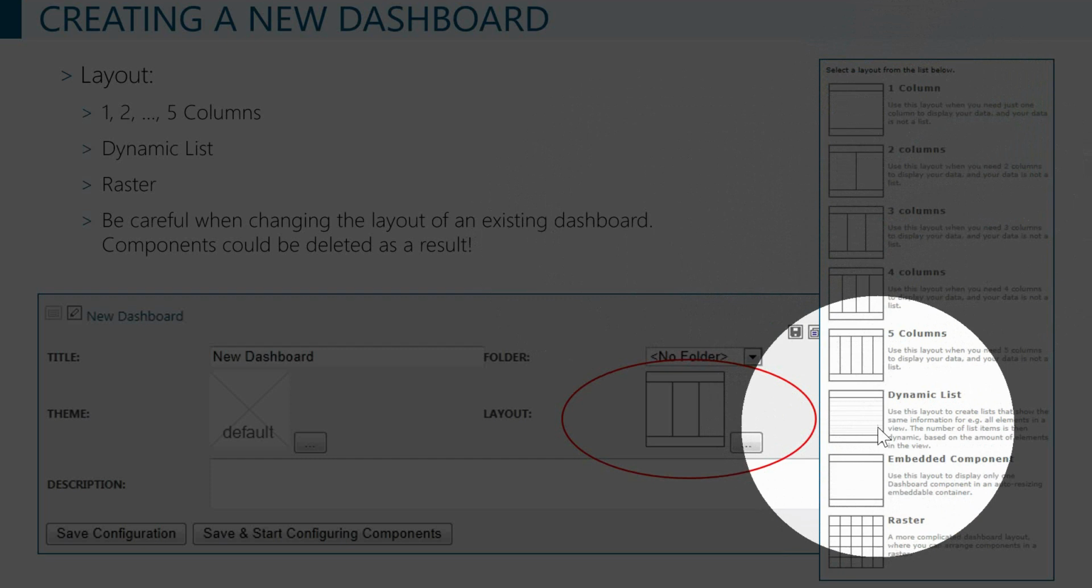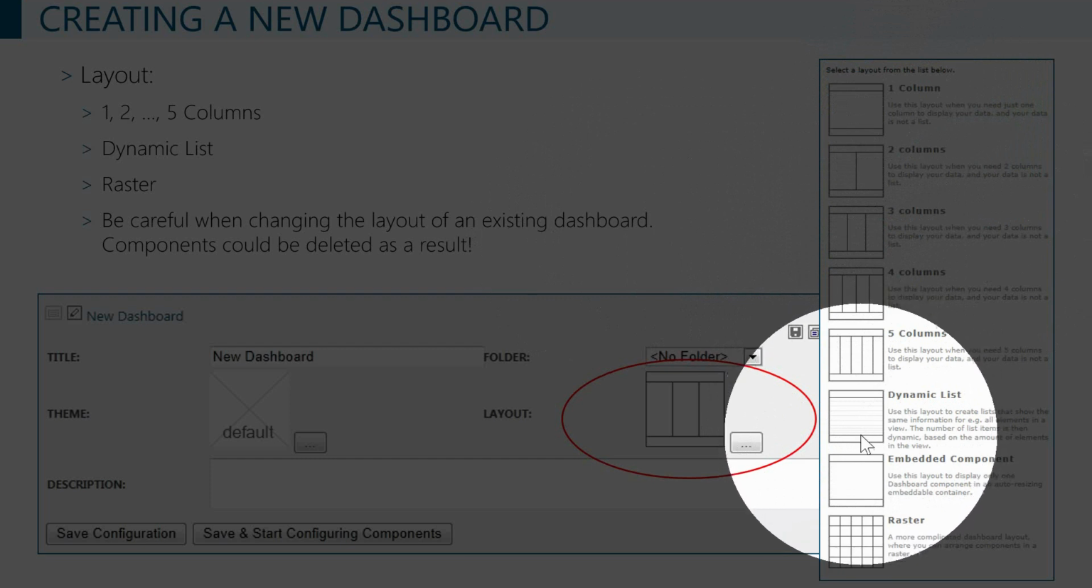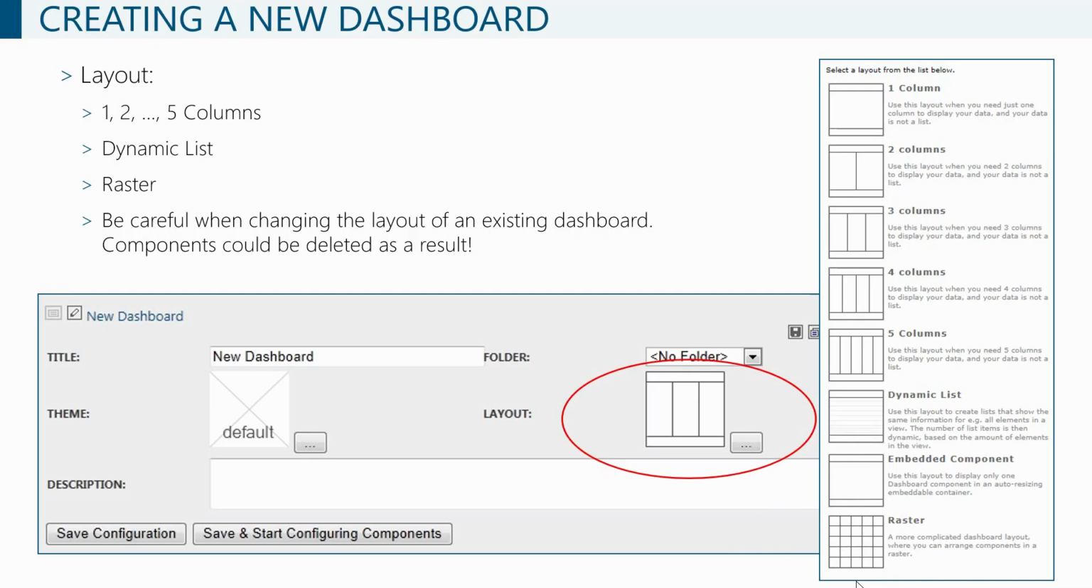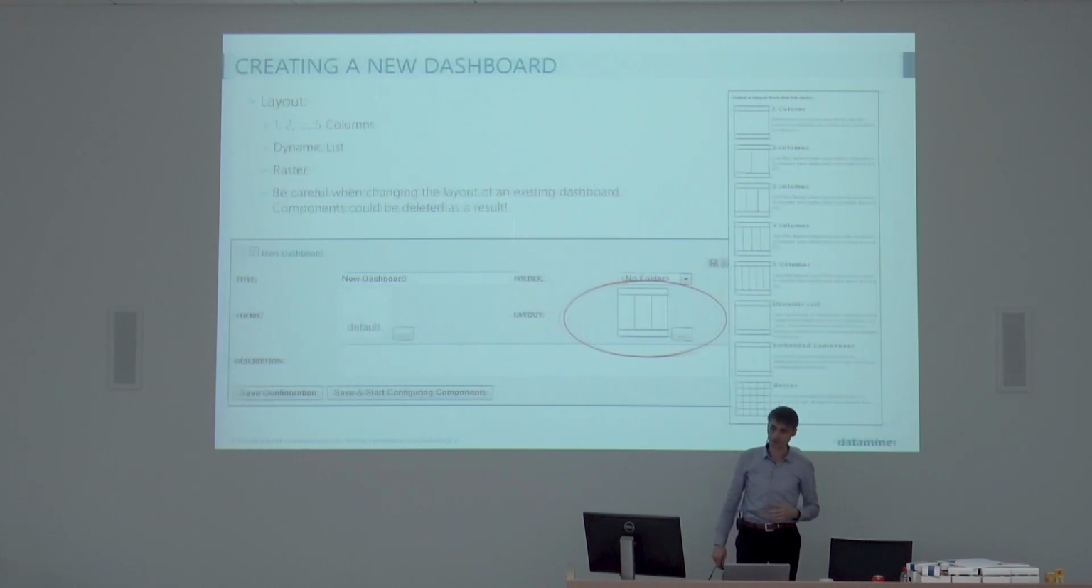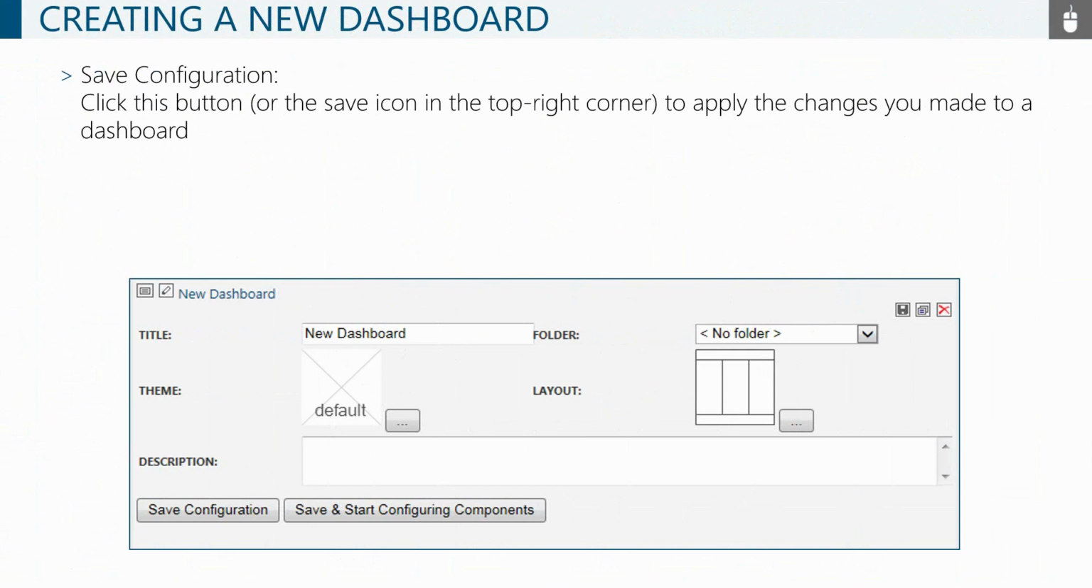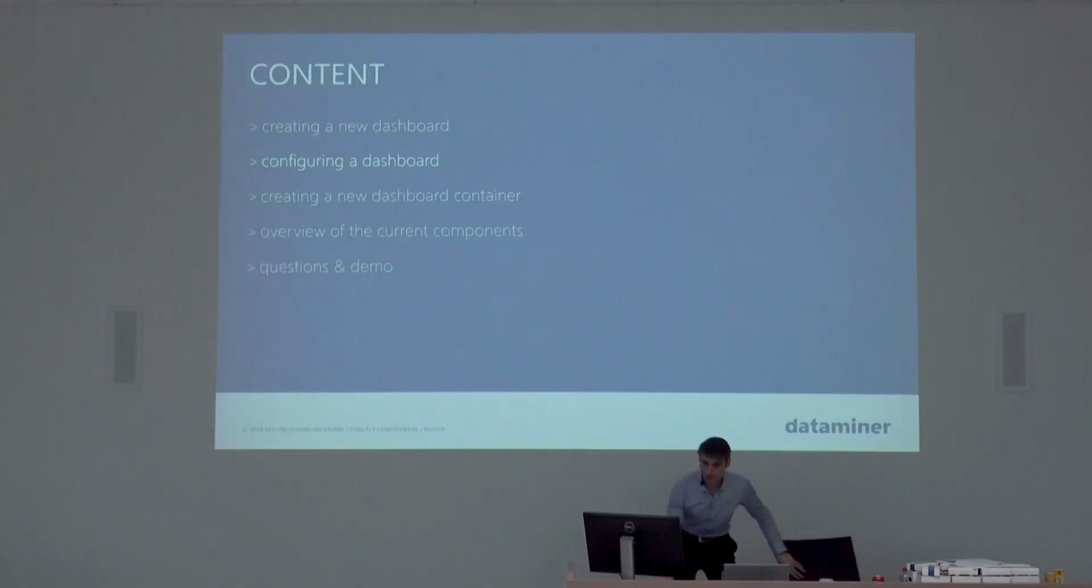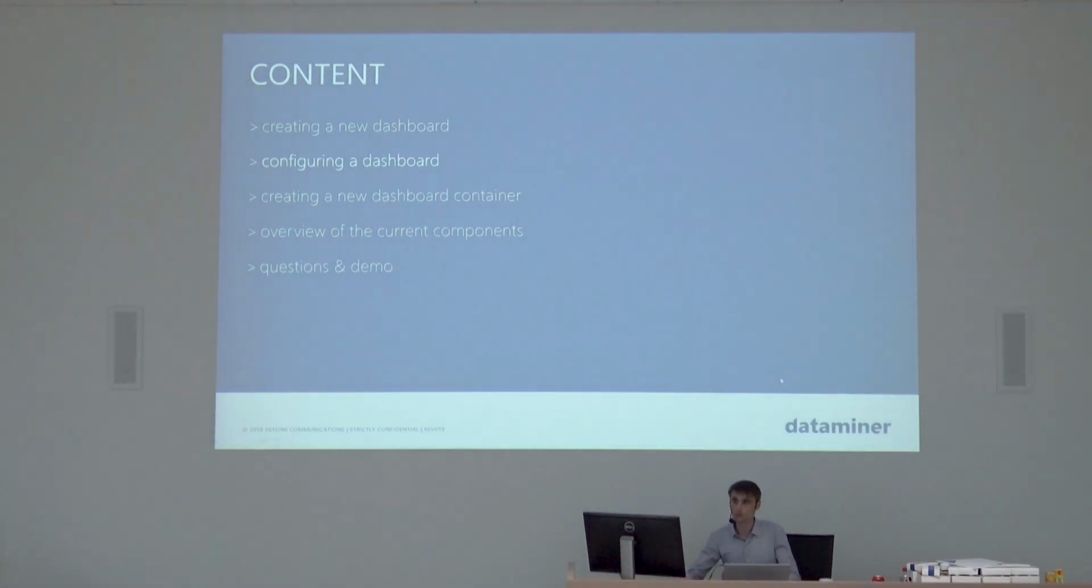And we have a special item, dynamic list. That's going to be my second example. And yeah, embedded component, raster, or more advanced things, we're not going to worry about that. I will just leave it default and leave it on 3 columns. I'm happy with that actually, so that should be fine. So we will save that, and that's going to be our first step to have a brand new dashboard.